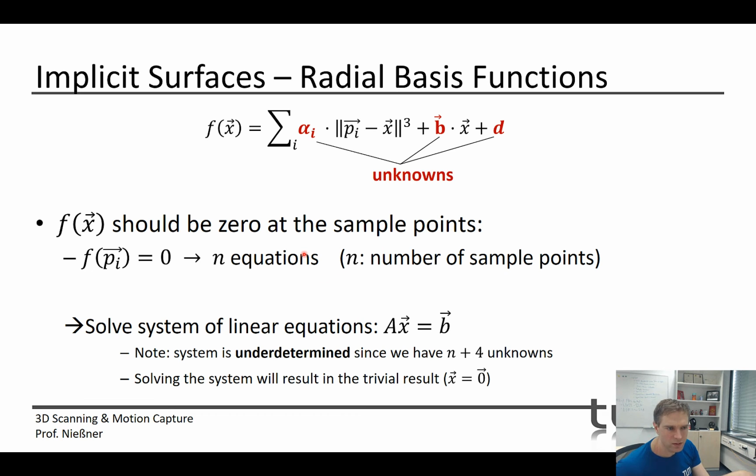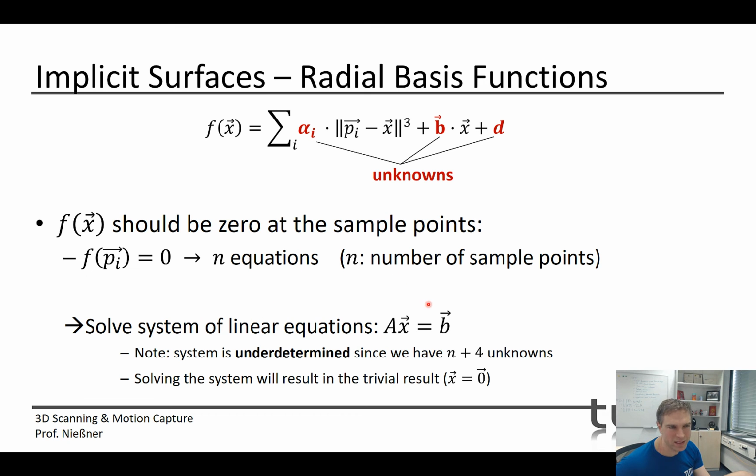Then what we have to do is solve this linear equation: A times x is equal to b. I'll show you in a second how this matrix looks, but basically we're solving for these alphas, b's, and d's. Sorry, this is a bit confusing right now. It's actually not quite right. I'll figure that out later.